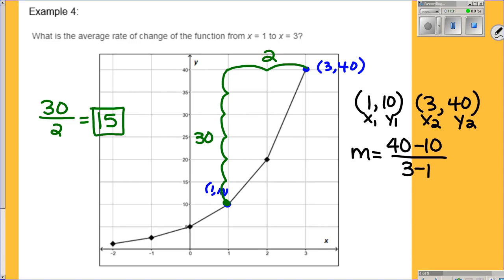40 minus 10 simplifies to 30, and 3 minus 1 simplifies to positive 2. We can divide 30 by 2, so this simplifies to positive 15. So the average rate of change of this function is positive 15.